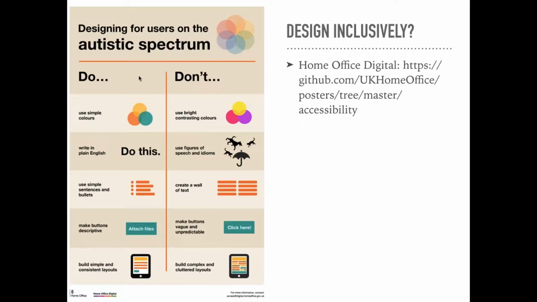Definitely write in plain language. Try not to use figures of speech and idioms that might be lost in translation. Try to keep your information simple. Don't create a wall of text for your readers to have to jump through. Don't try to make vague and unpredictable examples. Like it says, if you are going to use a button to do something, make sure that it says exactly what it's going to do. Don't assume that if you read a paragraph and click on a click here button, they're going to understand what's happening.